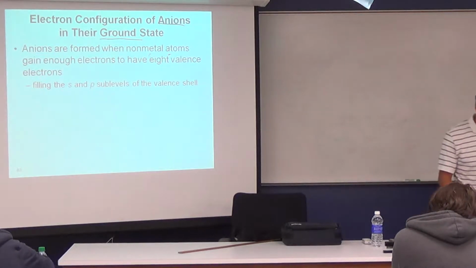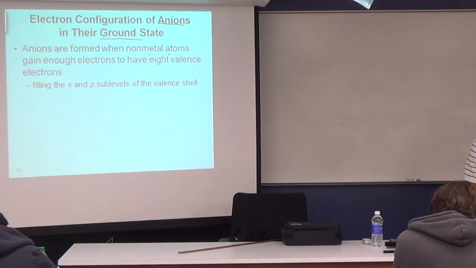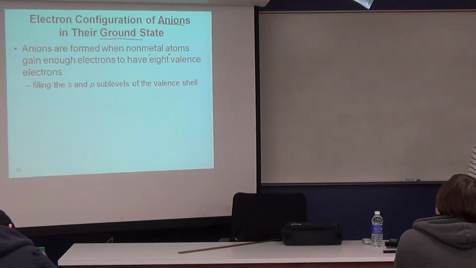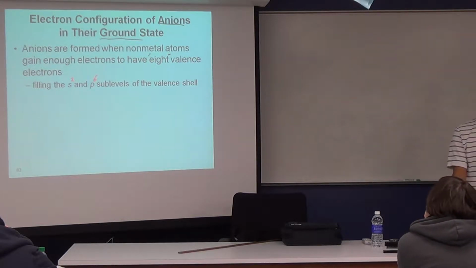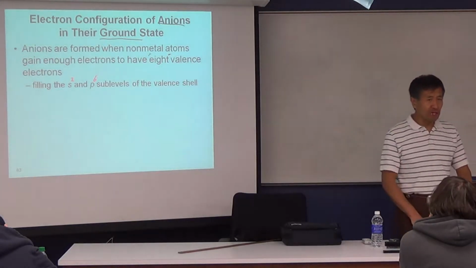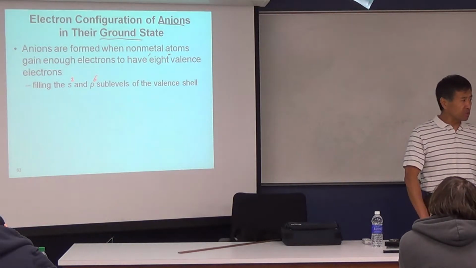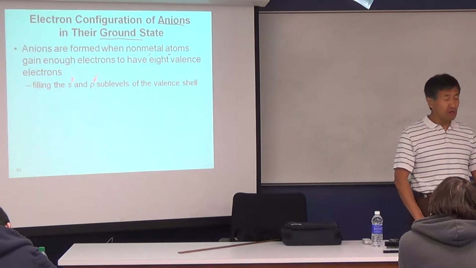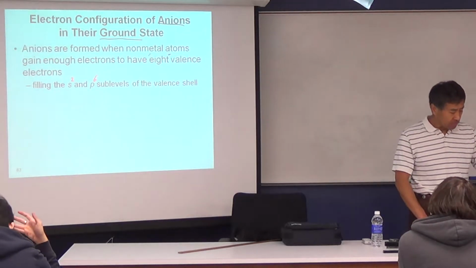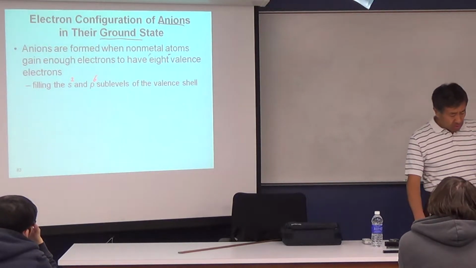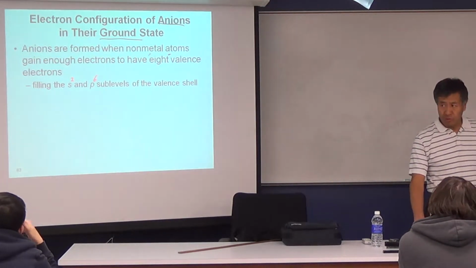If they have 8, that means the s will be completely filled. So s will be s2, and then p will be p6. As we know, the s subshell has only 1 orbital, and each orbital can only have 2 electrons. And we also know the p subshell has 3 orbitals, and each orbital can have 2, so the maximum for the p subshell is 6, and then 2 plus 6 is 8. So that is the so-called 8 rule, the octet rule.